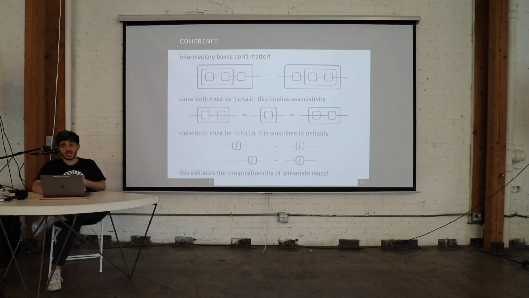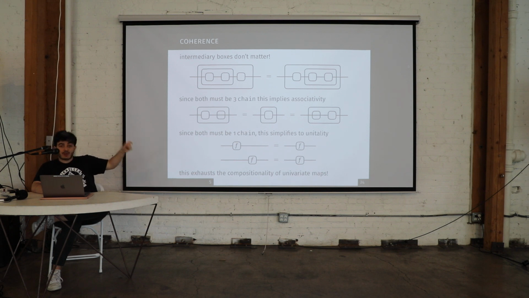And the only rule you need, the only coherence rule, instead of saying associativity, unitality, you only just say intermediary boxes don't matter. When you plug in a smaller wiring diagram into a bigger wiring diagram, you can just erase all the intermediary boxes. So both the things on the left and right, which correspond to the two different ways of composing three things, if you erase the intermediate box, it just says, oh, we just have a 3-chain. That's it. And unitality works in a similar way.